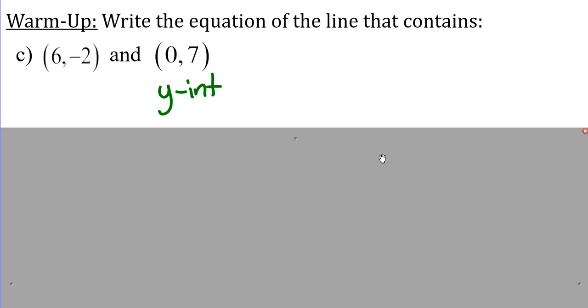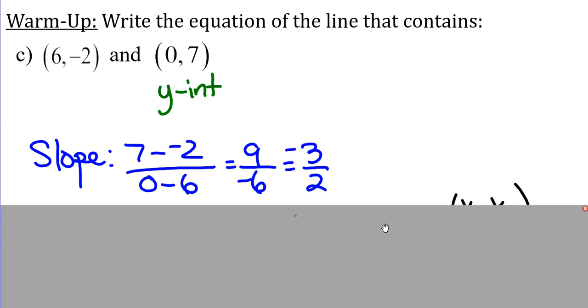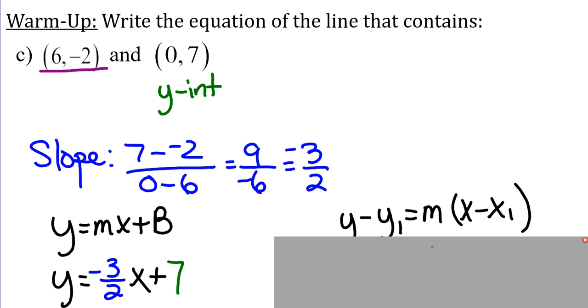So first thing we could do is work on finding the slope, the change in y over the change in x. If we do 7 minus negative 2, that's 9, because again, subtracting a negative is taking the opposite, it's positive. And then 0 minus 6 is negative 6. 9 and 6 both have a greatest common factor of 3 we can divide out. Therefore, our slope is negative 3/2. So if I have my slope and I have my y-intercept, I could write my equation in slope-intercept form. And that would be y equals negative 3/2 x plus 7.